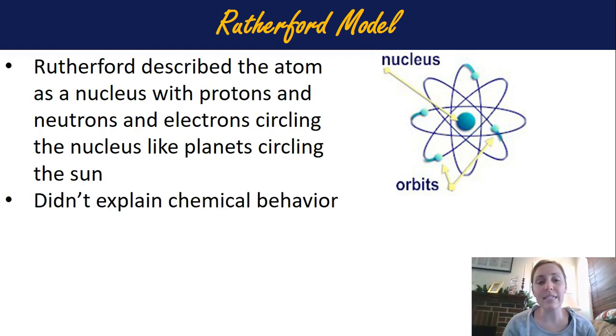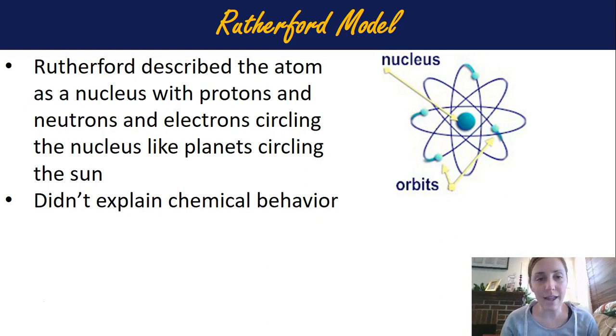But the thing about that is it didn't explain chemical behavior. In the model that Rutherford described, all electrons are circling at almost the exact same position with the same energies, and that's not true. Each electron is unique in its own address in the atom. So Rutherford's model wasn't completely accurate.